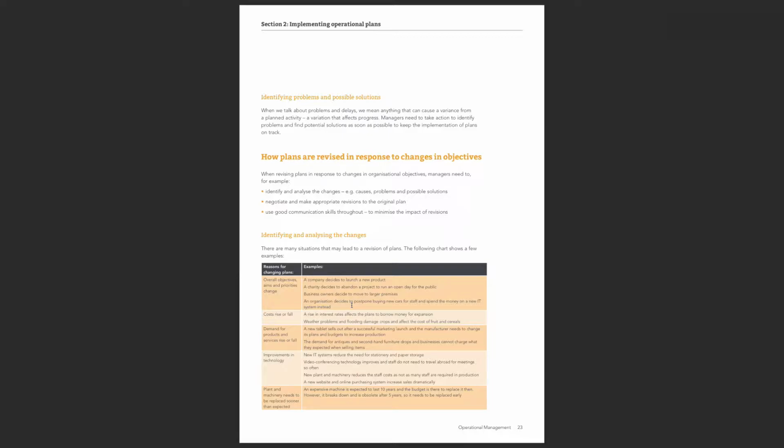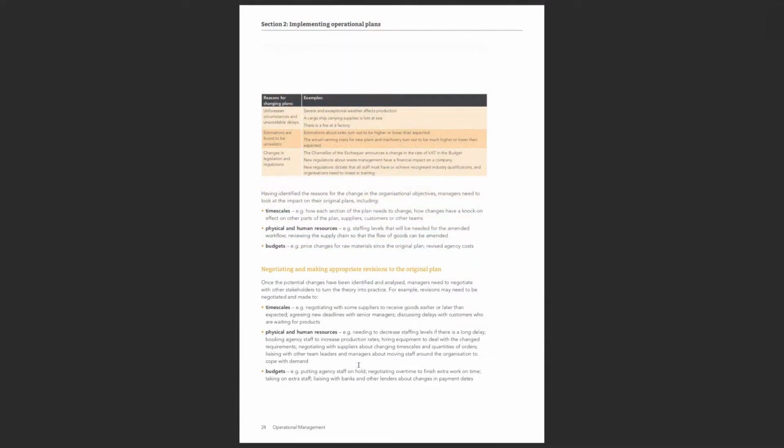Or demand for products and services rise or fall. A new tablet sells out after a successful marketing launch, and the manufacturer needs to change its plans and budgets to increase production. Improvements in technology. Imagine how much video conferencing technology has improved in the last few years, and staff do not even need to travel abroad for meetings so often.